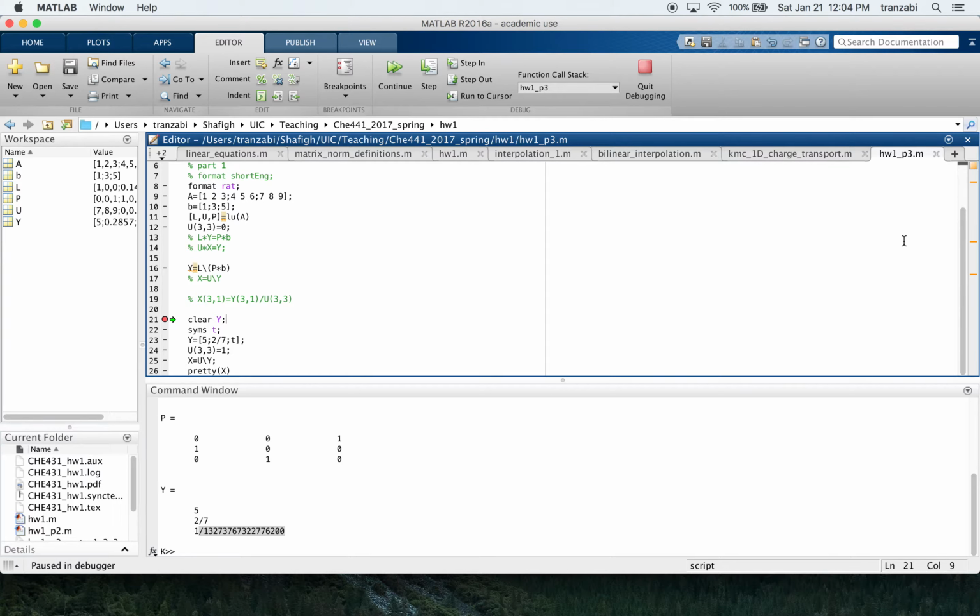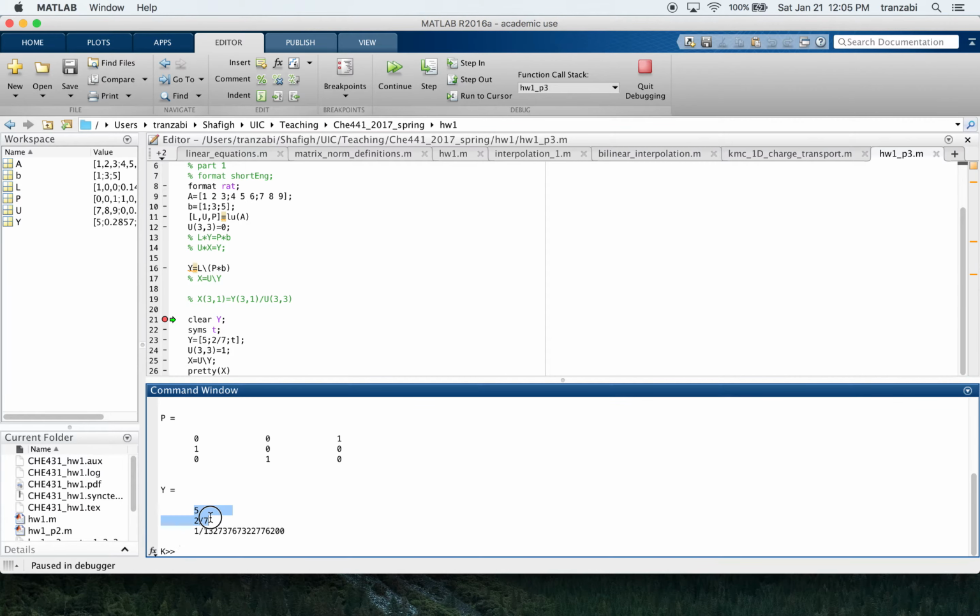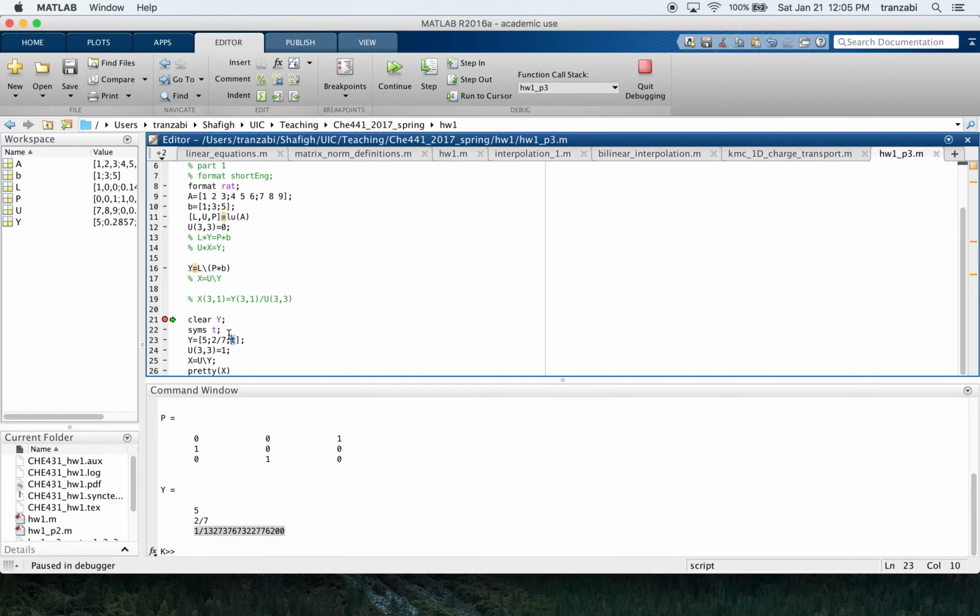So here I'm going to do the rest of the solution symbolically because there's a t involved in there. Okay, so I clear my y vector. I introduce t as a symbolic variable. Then I introduce y back again with the same first 2 elements. And in the last element, I'm going to substitute t, okay? So let's do step, step, step.